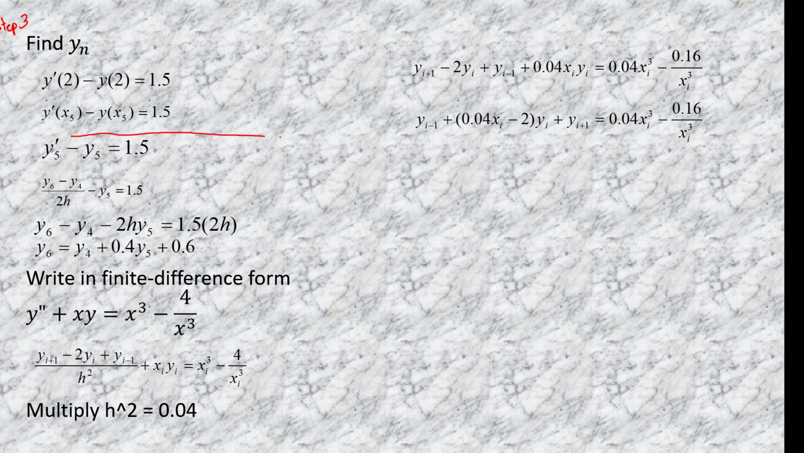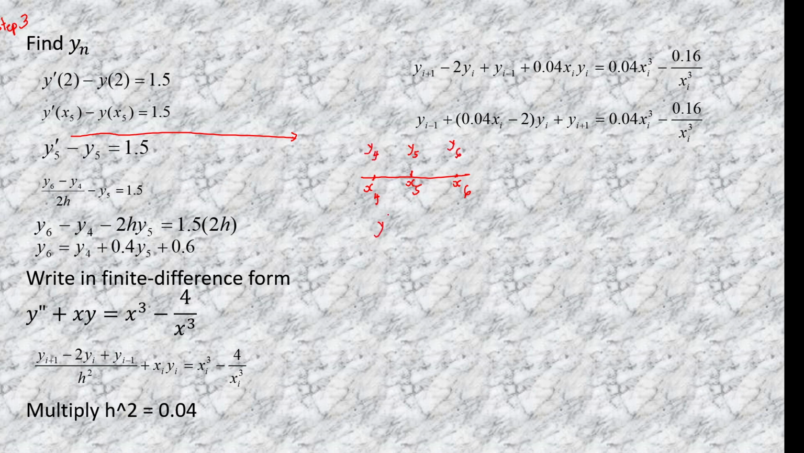For this one, your standard is x number 5. So ahead will be x number 6, and at the back will be x number 4. So for each x you have the corresponding y. So this is y number 5, this is y number 6, this is y number 4.